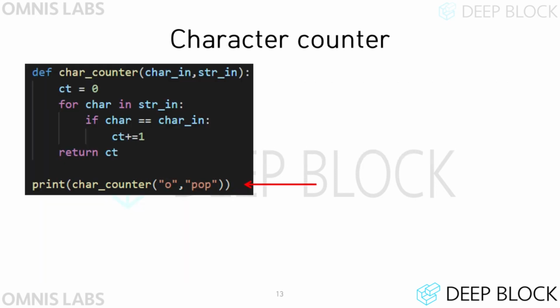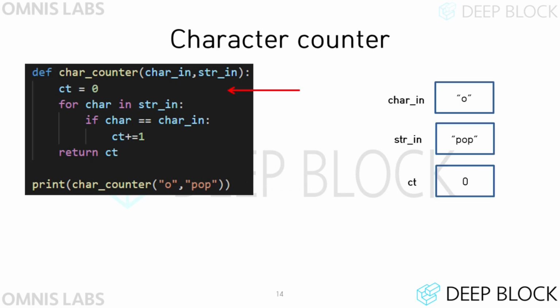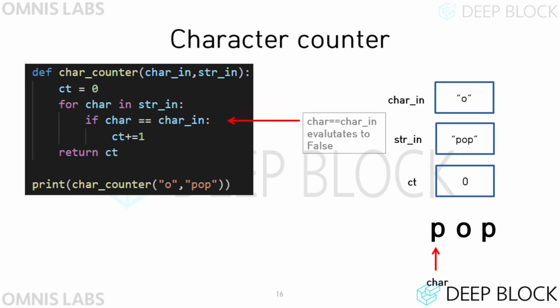I will explain how the function works through an example. For example, as shown in the slide, we can call the char_count function with the strings o and pop as arguments. First, char_in and string_in are initialized by the given arguments, and ct is initialized to 0. When the for loop is executed, p is first placed in the variable char. Since the value of char is different from char_in, the conditional statement is not executed.